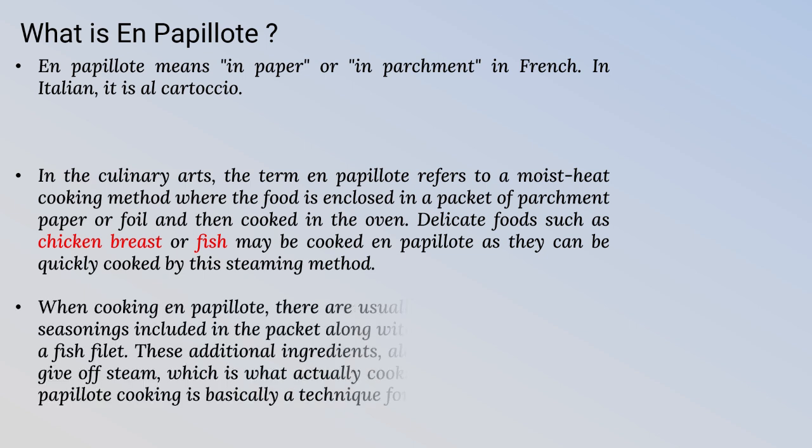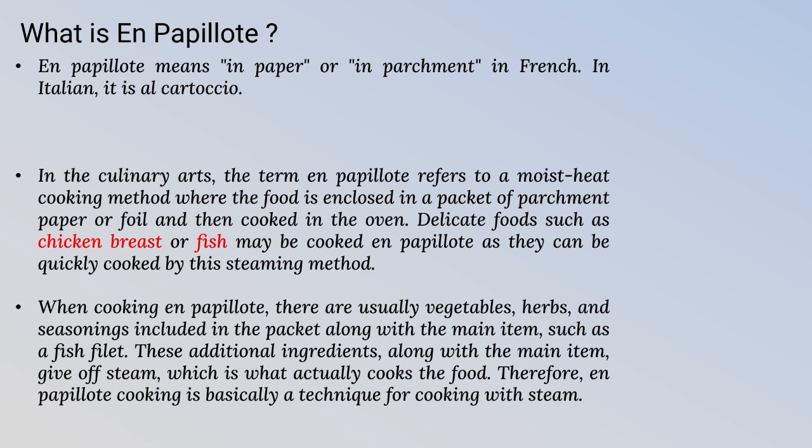Fair enough? Okay. When cooking a papillot, there are usually vegetables, herbs, and seasonings included in the packet along with the main item. So not only the main item, along with that we take vegetables, different herbs and seasonings. And the main item is what? It can be a fish fillet, a chicken breast, or simply a vegetable also. These additional ingredients along with the main item generate the steam, which is what actually cooks the food.